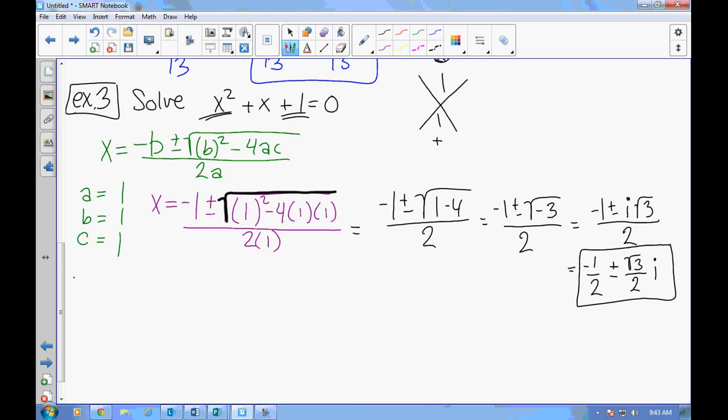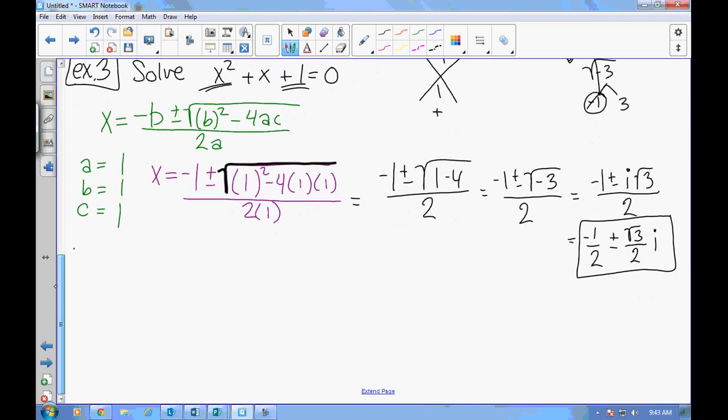Oh, we popped out the negative 3. If we did a factor tree on negative 3, we get negative 1 and 3. And the square root of negative 1 is I. So it pops that out to the front as an I. And then it leaves just a positive 3 behind. Yeah, good question.